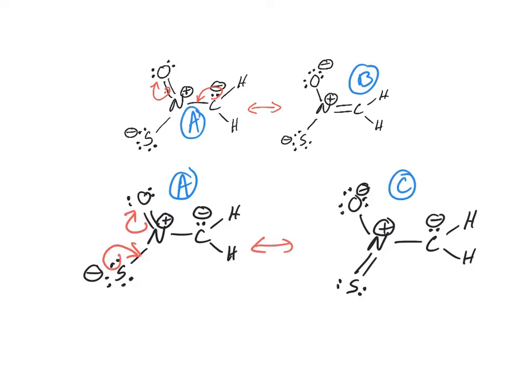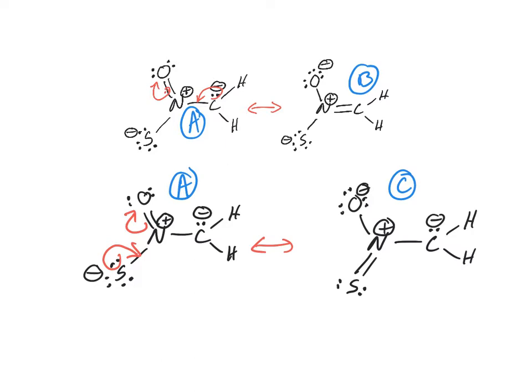Which one of these is the most stable? Why B? Well, the carbon doesn't have a negative charge there. That's good. So what's the difference? The biggest thing you have to look at: what's the same about all of them, A, B, and C? Nitrogen has a plus charge. That's all the same, so that can't be the difference.